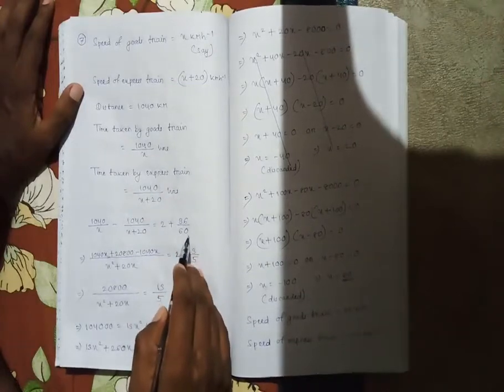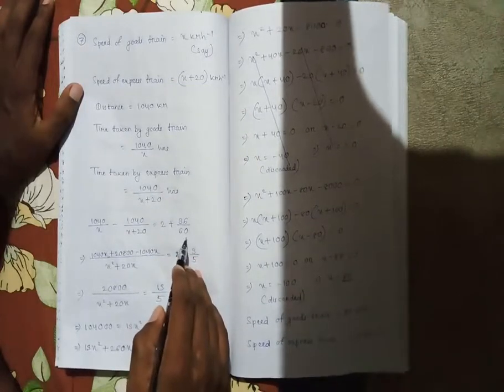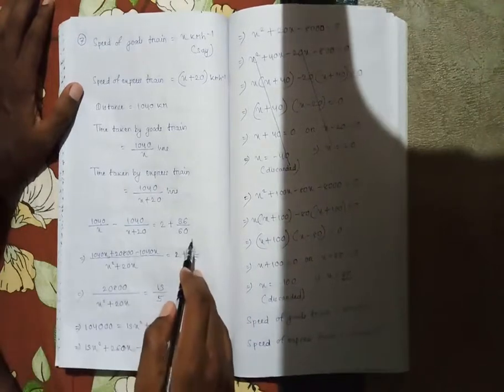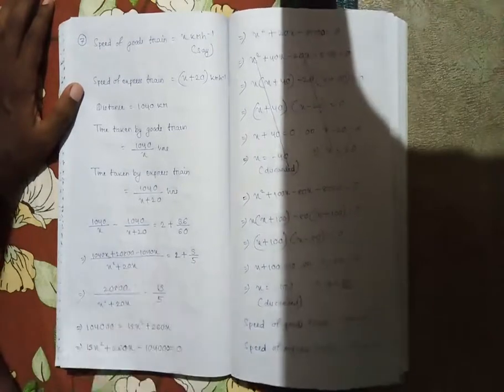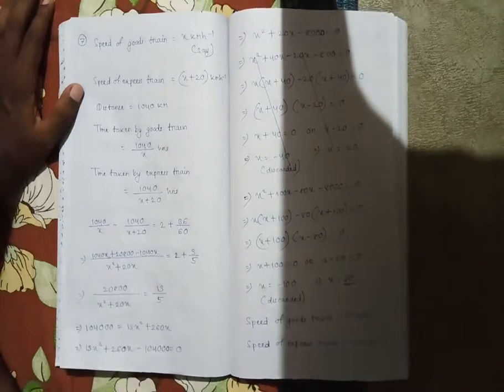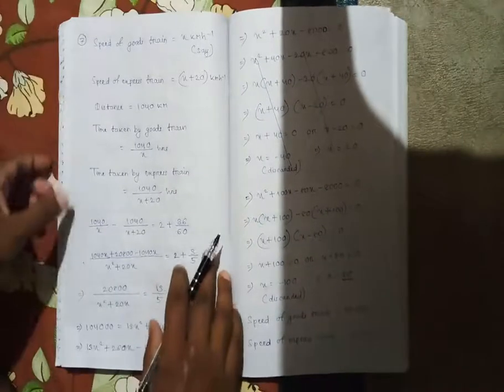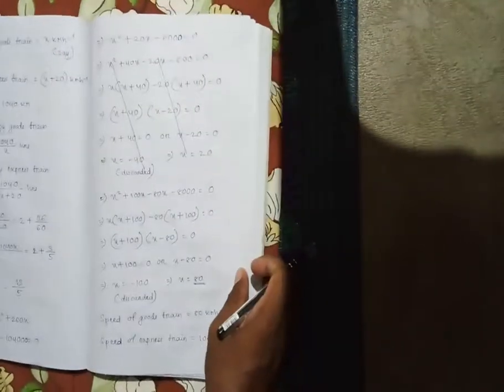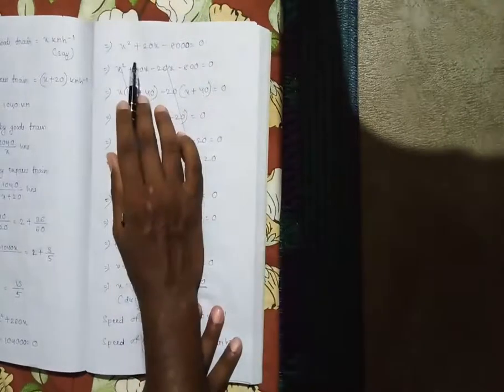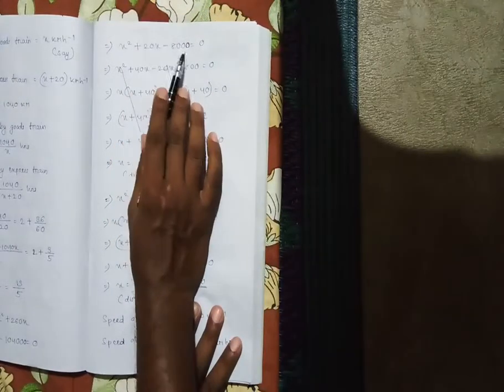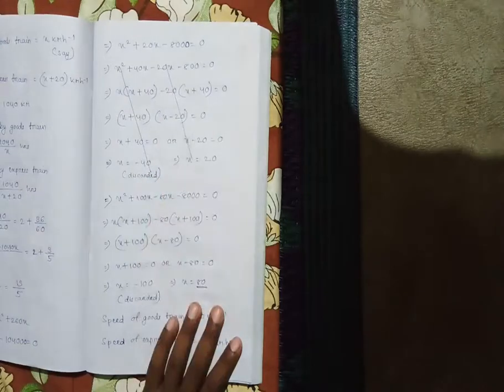36 minutes I have converted to hours by dividing by 60. Don't keep it in minutes, because everything is in hours. Now on simplifying this equation, you will get a quadratic equation which is x square plus 20x minus 8000 is equal to 0. Then you can solve it using the factorization method or by using the formula.